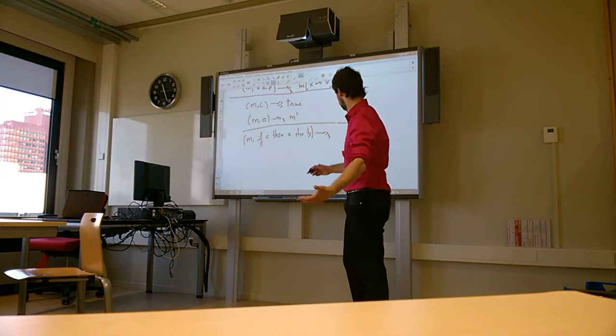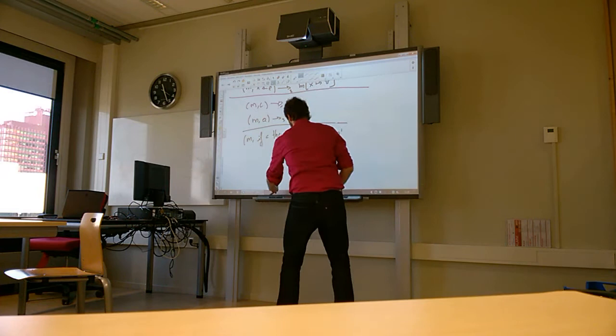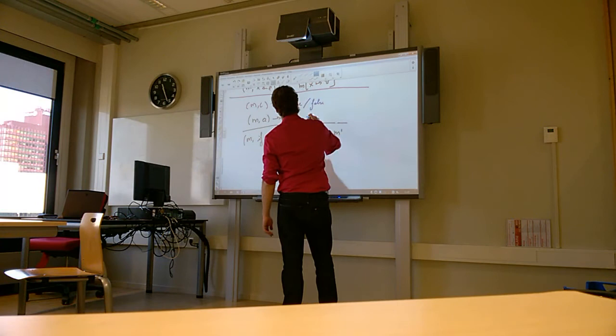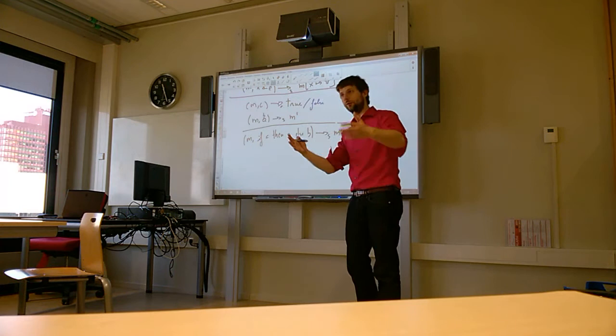I return M prime. So the same could be done. I'm going to use another pen just to clarify. Here false. MC false, and here we would have B. So we could write two rules, one for true, one for false.